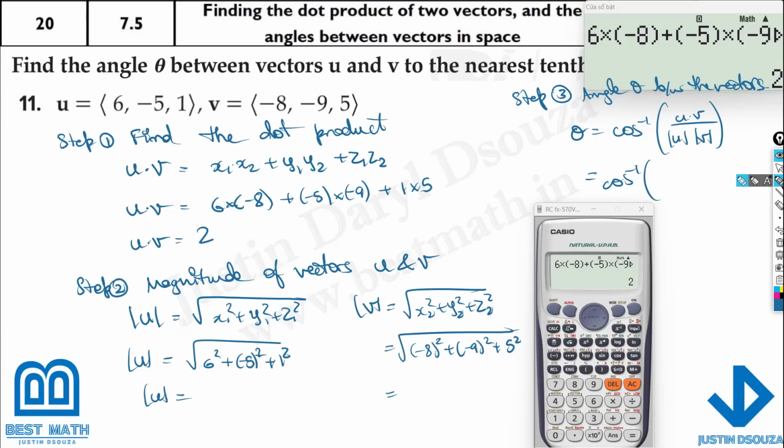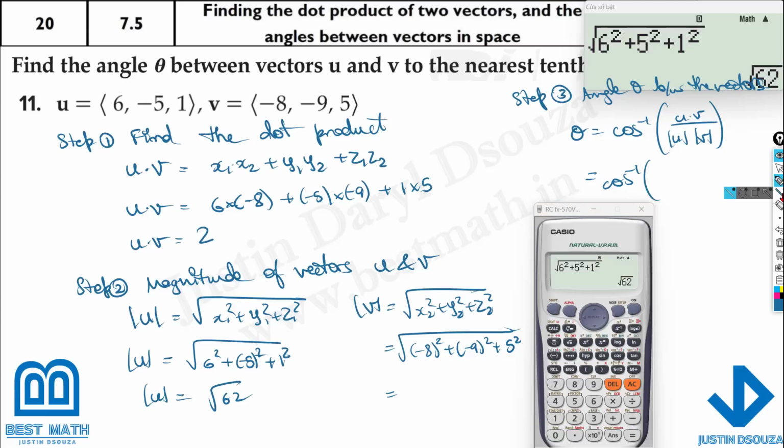That's done. So what about magnitude now? Here it is 6 squared plus 5 squared. These values, I'm not going to use any negative numbers or anything. I'm just going to use the values only. It's square root 62. And what about the next one? Here it is again square root of 8 squared plus 9 squared plus 5 squared. The answer is square root 170.